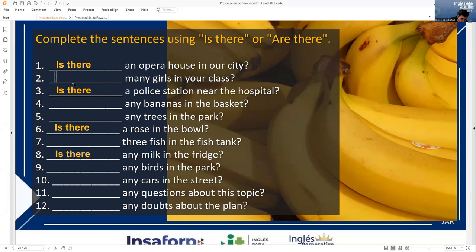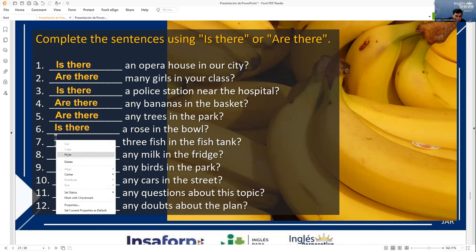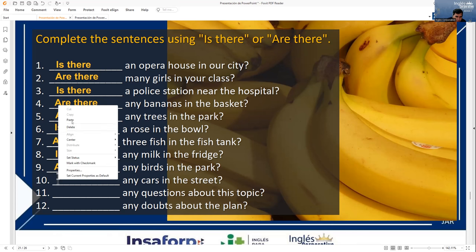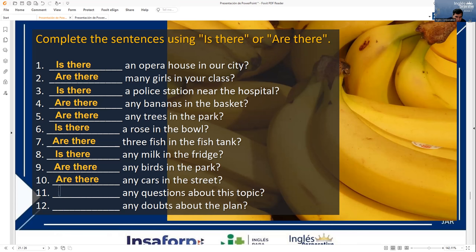Are there many girls in your class? Are there any bananas? Are there any trees in the park? Are there three fish in the tank? Are there any birds? Are there any cars? Are there any questions? Are there any doubts?